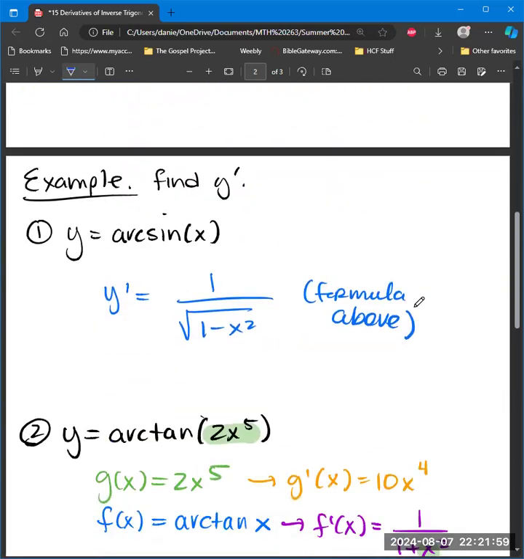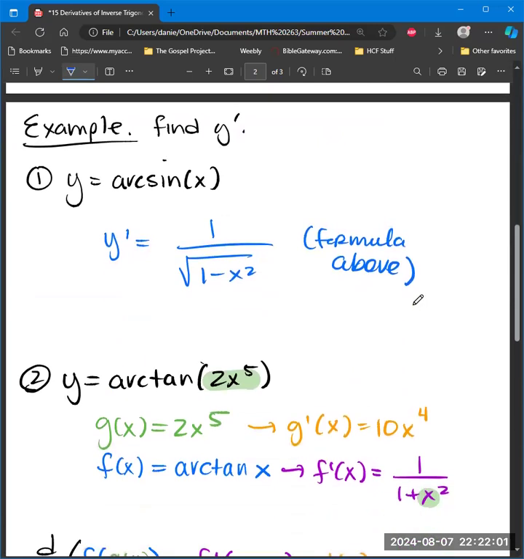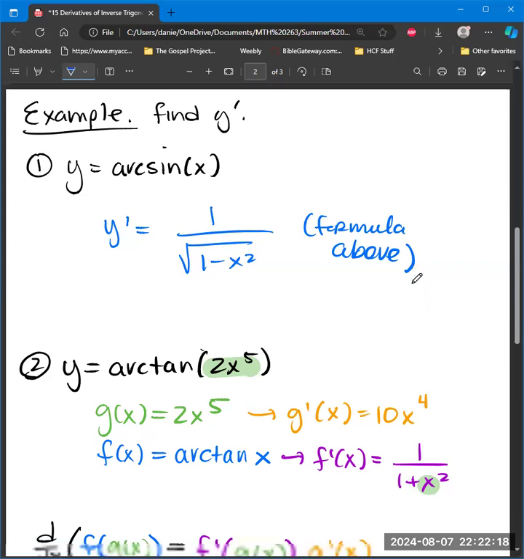So let's go ahead and look at just if y was arc sine of x. This is one of our basic ones up there. Then y prime is going to be 1 over the square root of 1 minus x squared. That's just one of the above formulas.